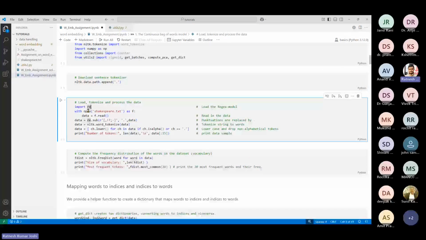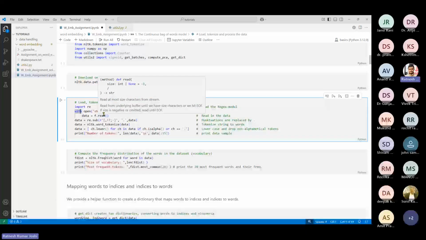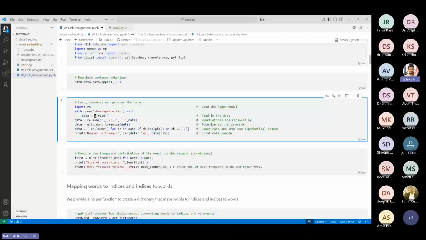The second part of the code opens the Shakespeare.txt file. This is how you open a file in Python: open Shakespeare.txt, and you use the with keyword to make sure that the file closes itself automatically. Then data is equal to f.read, which is another Python syntax for how to read a file. So now data holds all the text that is in the Shakespeare.txt file.